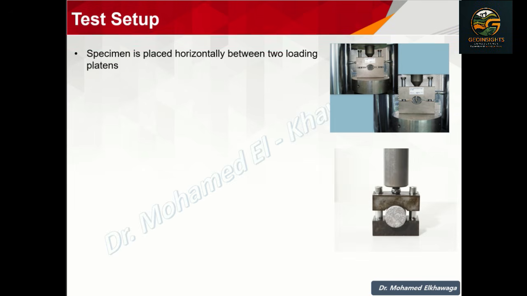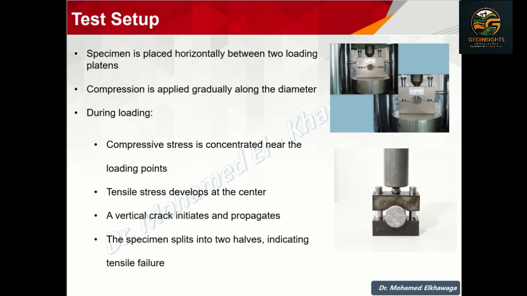The Brazilian test is used to measure the indirect tensile strength of a rock specimen. During the test, the circular rock disc is placed horizontally between two loading platens and compressed along its diameter. Although the applied load is compressive, the internal stress distribution generates tensile stresses at the center of the specimen. As the applied load continues to increase, these tensile stresses also increase.